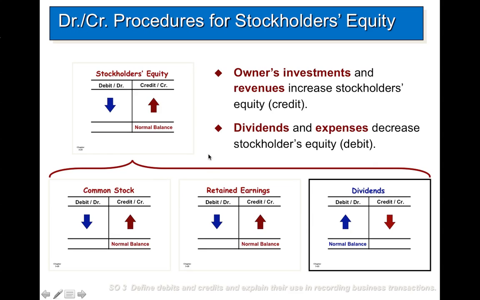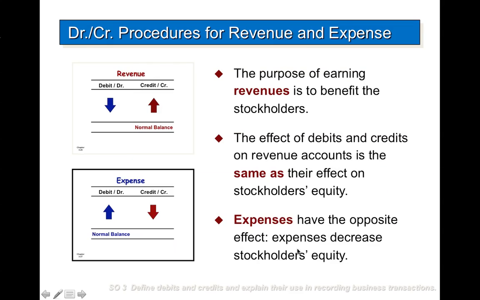Stockholders' equity, thinking about that equation. Owners' investments and revenues increase stockholders' equity, so credit. Dividends and expenses decrease stockholders' equity, so they're going to have a debit normal balance, just like I was telling you earlier. Here's your stockholders' equity. These two will keep the credit as a normal balance. Dividends take away from stockholders, so they'll have a debit balance.